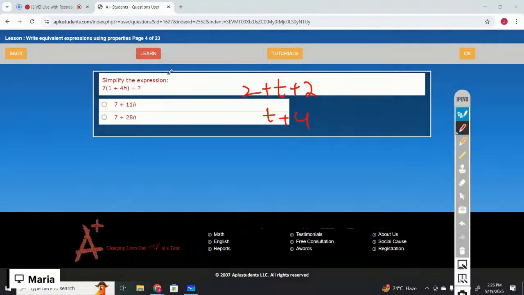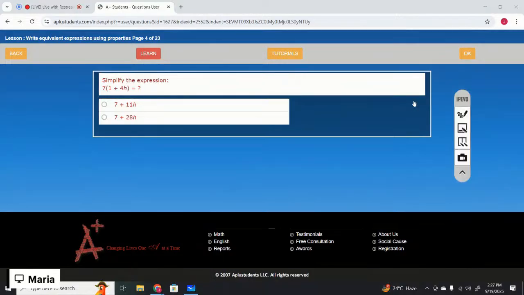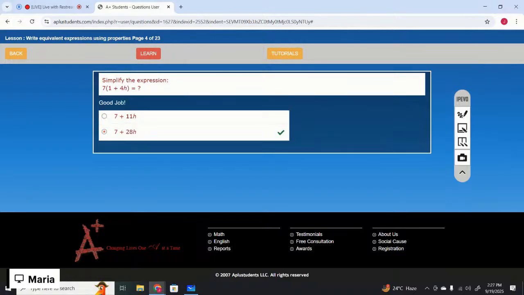Simplify the expression 7 times 1 plus 4h. So we have to do 7 times 1. 7 times 1 is 7. And 7 times 4 is 28h. So 7 plus 28h. Option number 2 is the correct option.